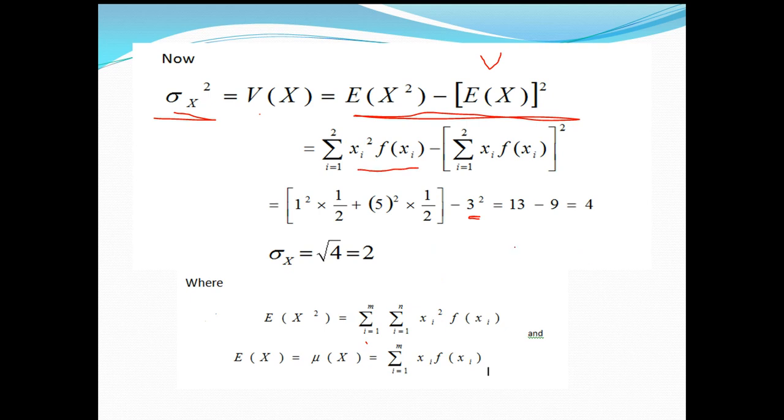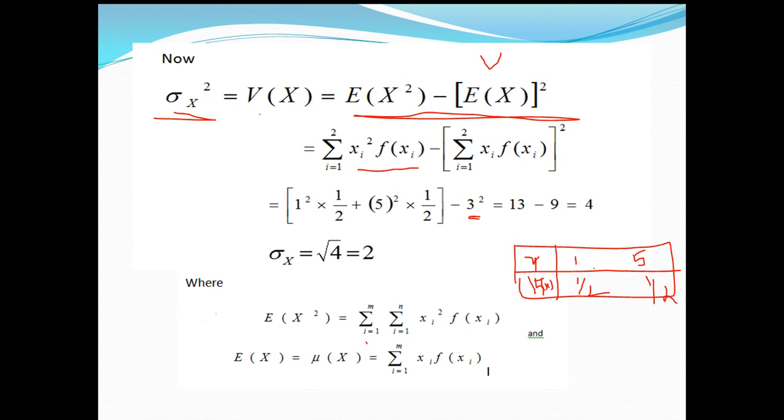So I'll explain here. This is our x distribution. In the x distribution, x takes the values 1 and 5. I'll write here 1 and 5. So this is our f of x, and f of x we already got: this is 1 by 2 and this is 1 by 2. This is the marginal distribution for x.